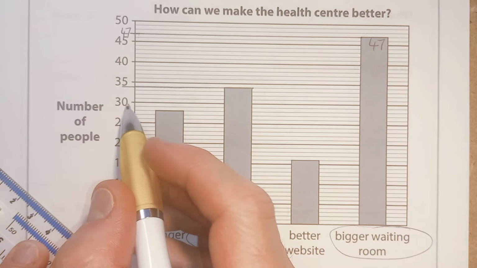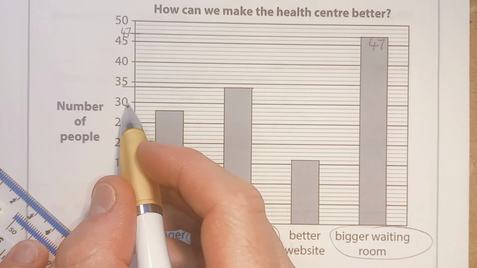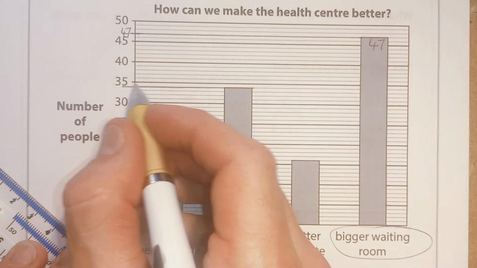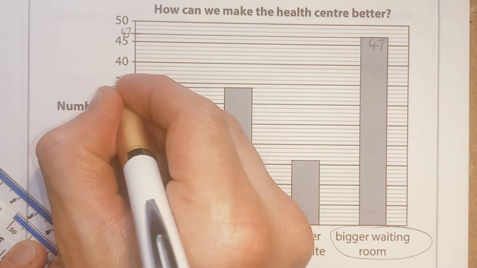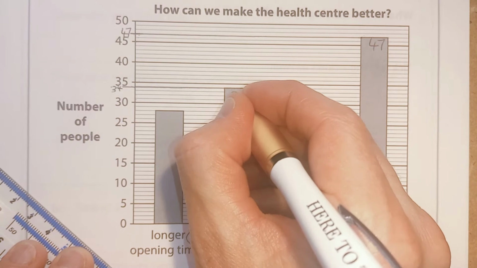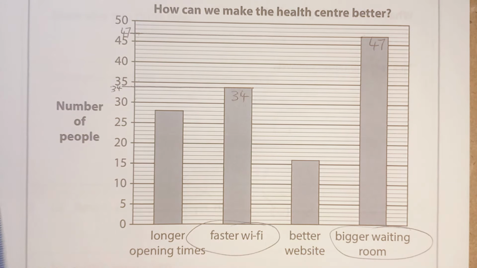This is what we want. So I can count up from 30, 31, 32, 33, 34. Or in fact, I could have started at 35 and just counted back 1, which would still give me 34. And I'm going to write that on there.